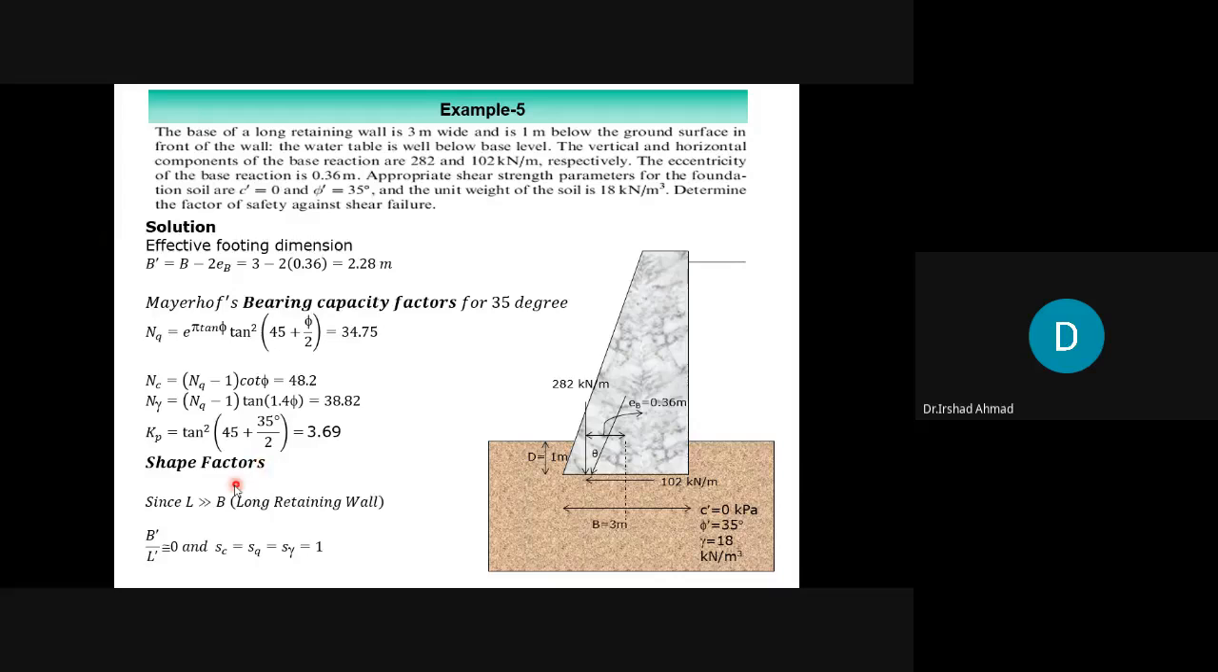Shape factors: because it is a long retaining wall perpendicular to the screen, L would be very large. In the shape factor, we have a term B prime over L prime. So when L is very large compared to B, B by L would be near to 0. And when you put in that equation B by L equal to 0, all shape factors would become 1.